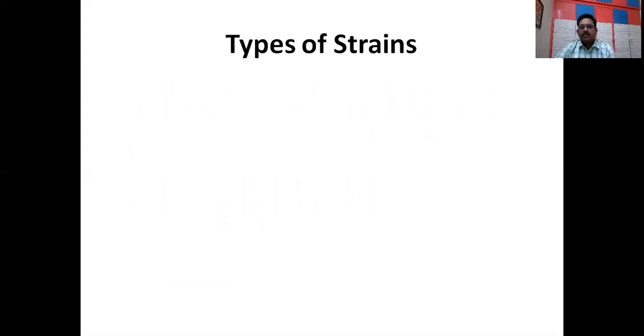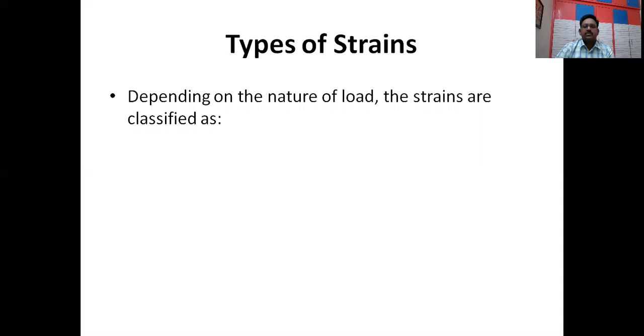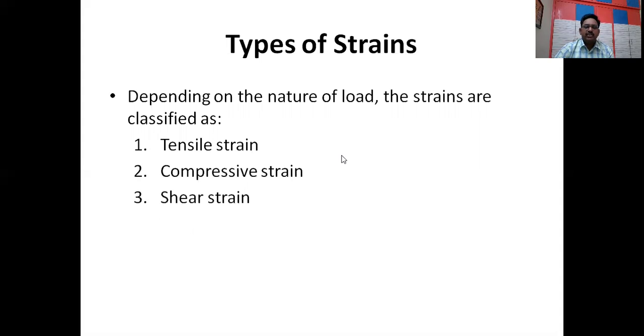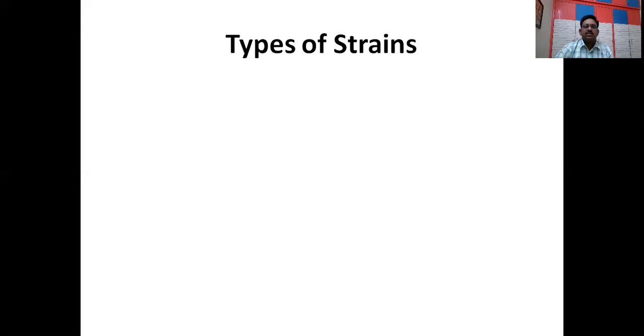So what are the types of strains we will see? Depending on the nature of load, strains are generally classified based on the type of stress the body is subjected to. So you have tensile strain, compressive strain, and shear strain. Apart from these three, we have one more strain called volumetric strain. Let us try to understand these classifications. So tensile strain, what is a tensile strain?